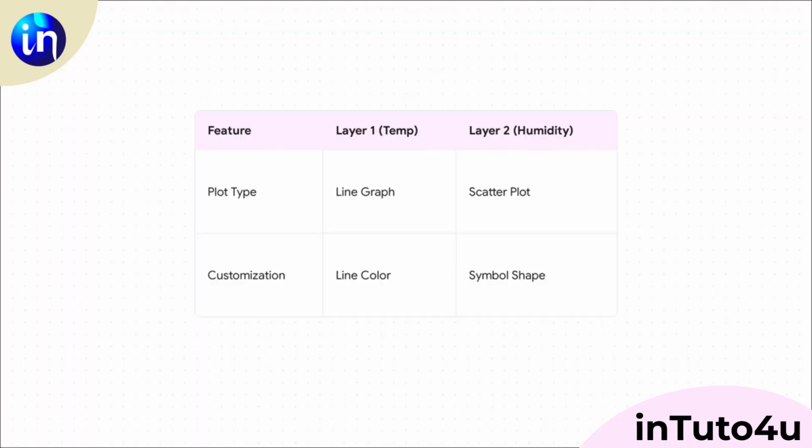Now, this is the absolute key takeaway. Each layer is basically its own little universe. You can go into your temperature plot and change the line color to bright red, and it won't mess with the humidity plot at all. You can change the symbols on the humidity scatter plot, and it won't affect the temperature line one bit. This independent control, that is the secret sauce for getting those super professional publication quality results.